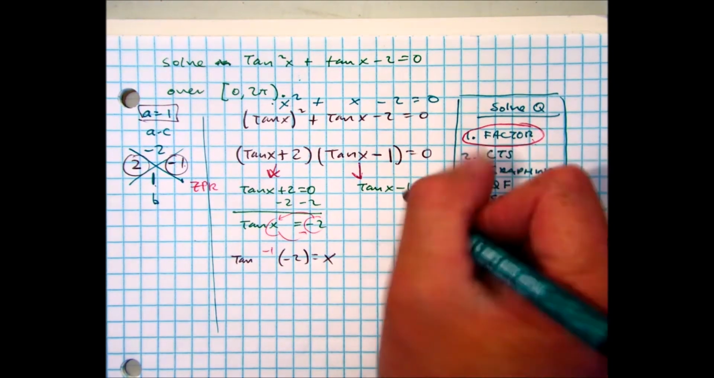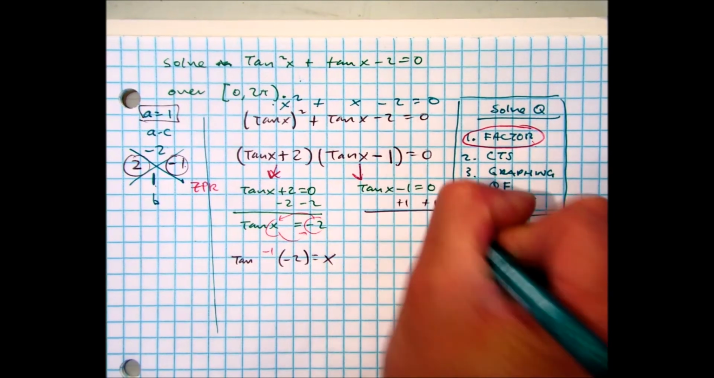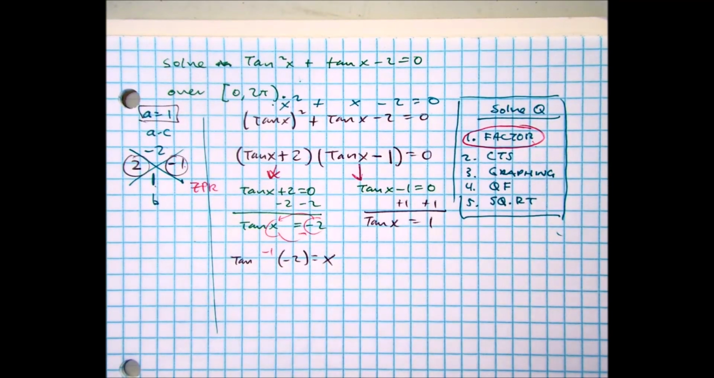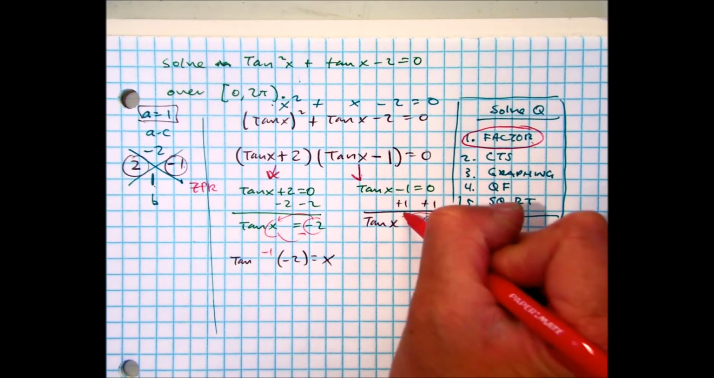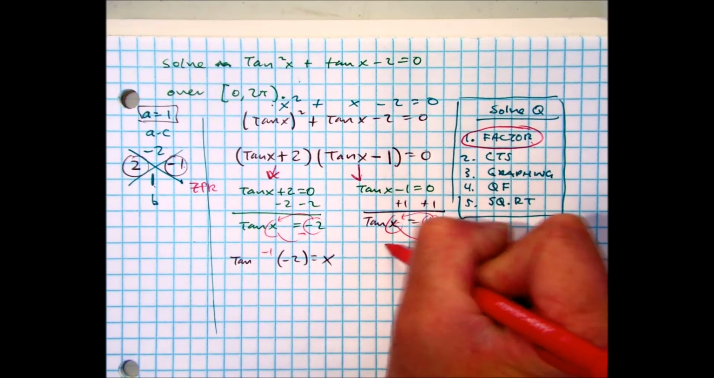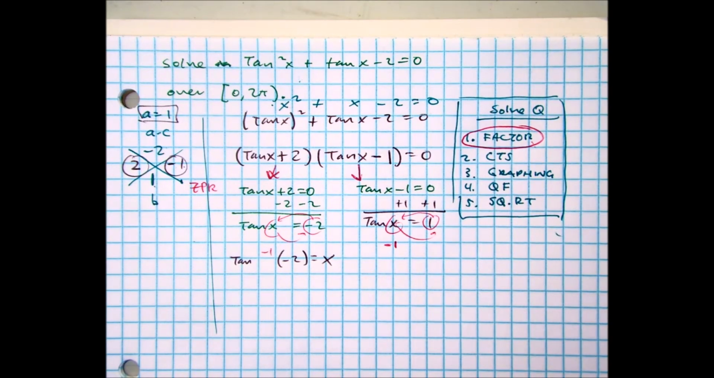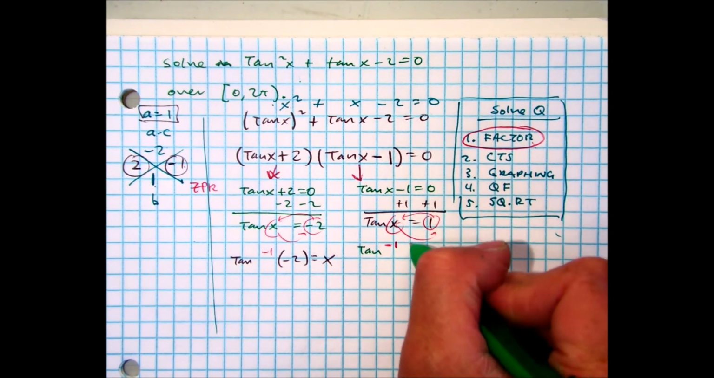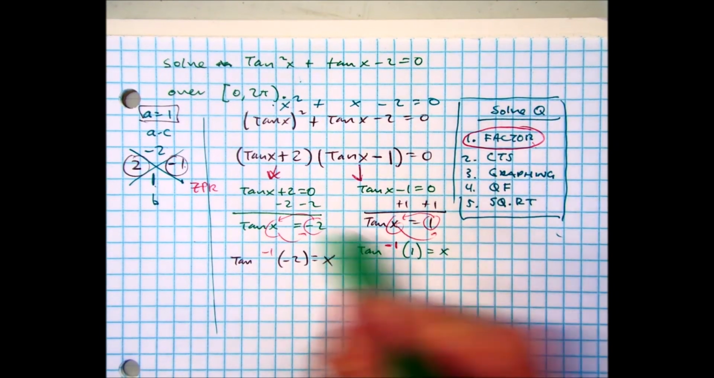I'm going to do the same thing on the other side. Take the inverse. Inverse is shown by the arrows and having this negative 1. So tangent inverse of 1 equals x.